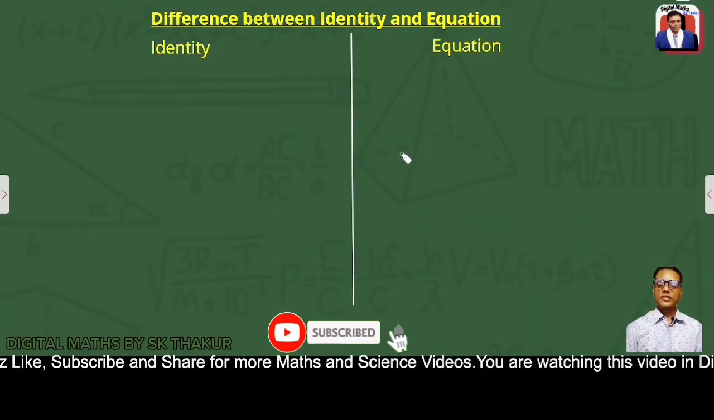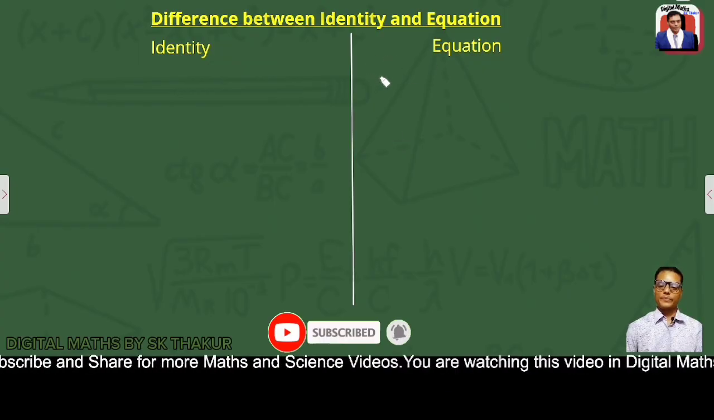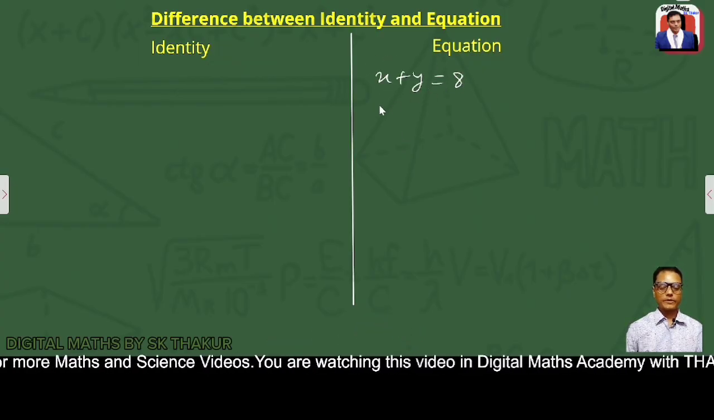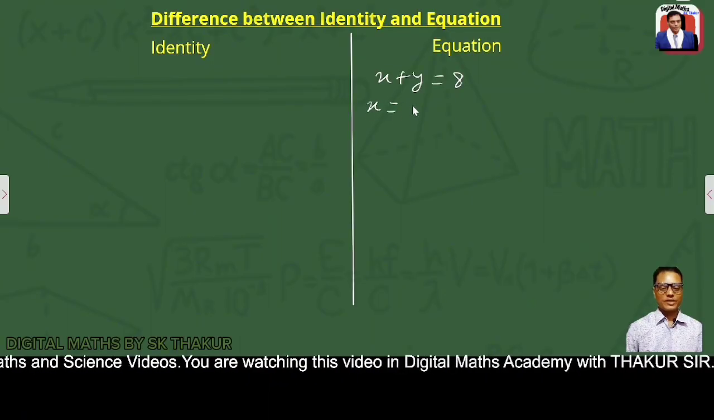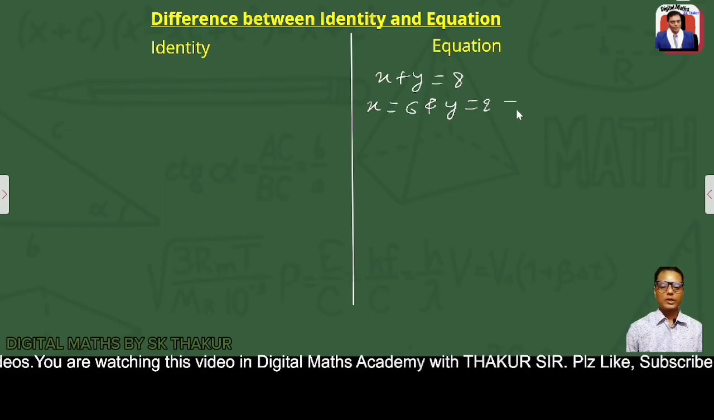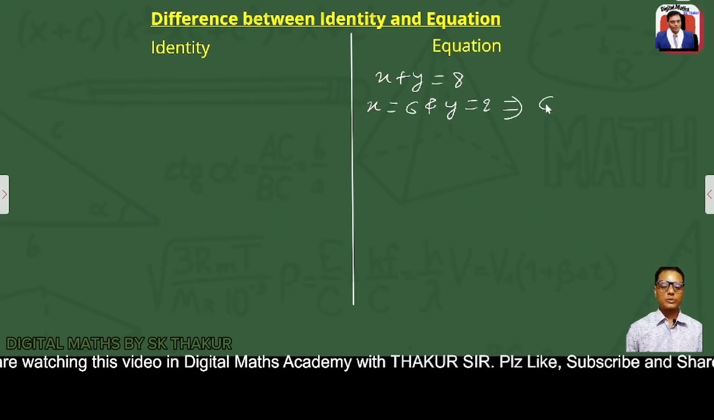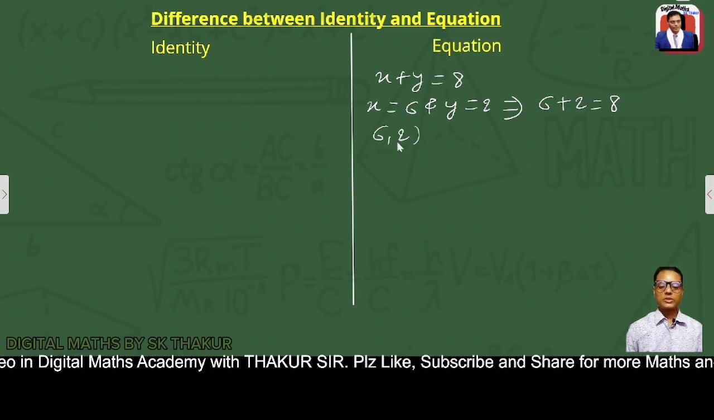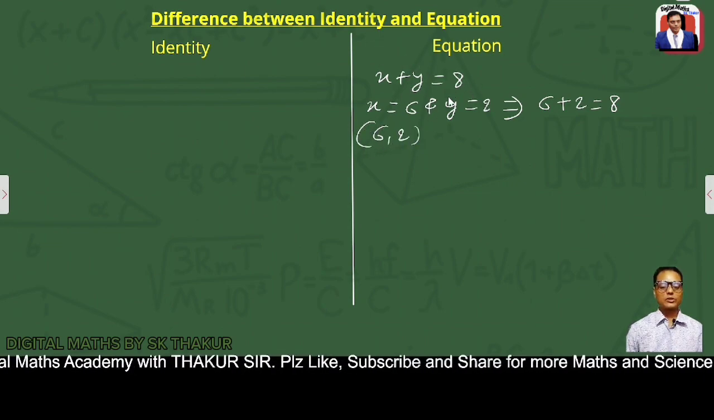So let's differentiate equation and identity. Let's say you have a relation here, x plus y equals to 8, right? So when you put the value of x as 6 and that of y as 2, then we can see here 6 plus 2 equals to 8, right? So we can say 6 comma 2 satisfy the relation x plus y equals to 8.